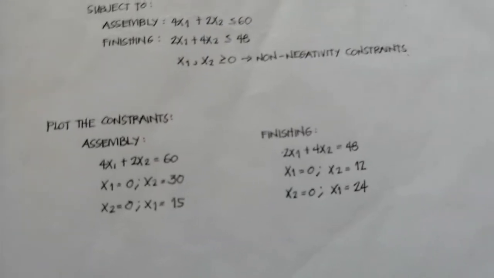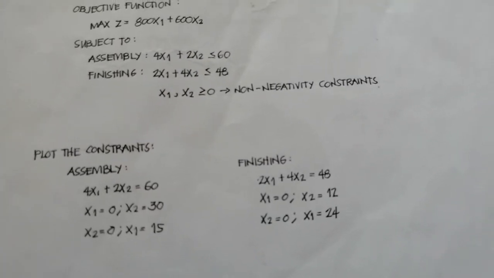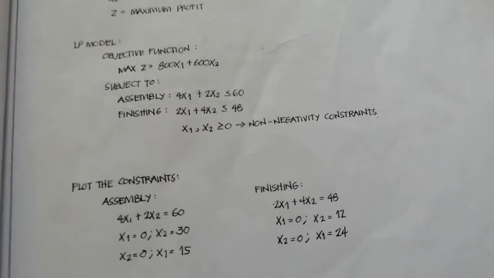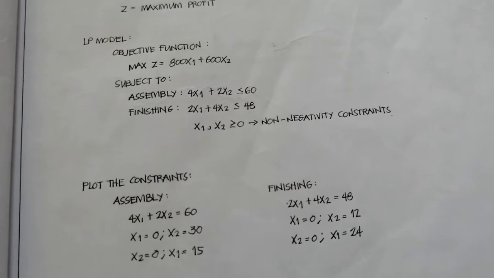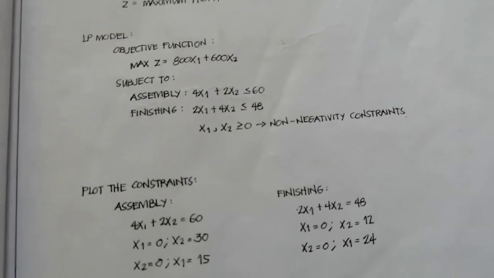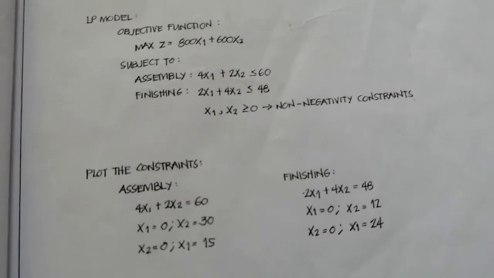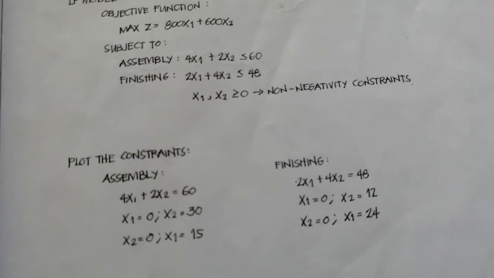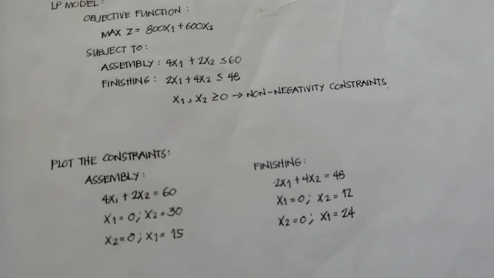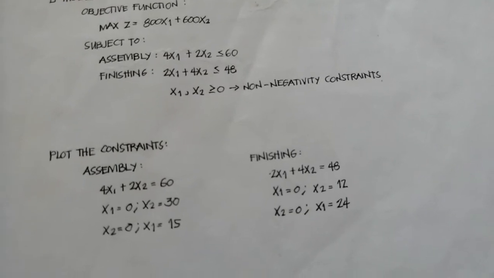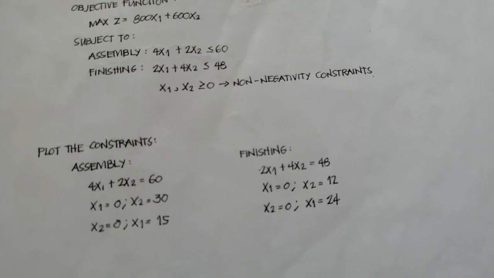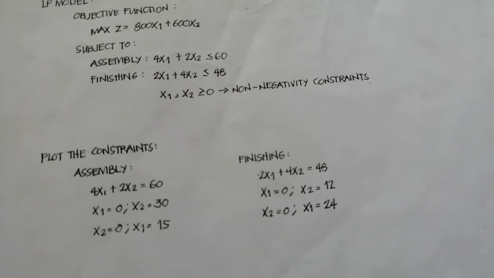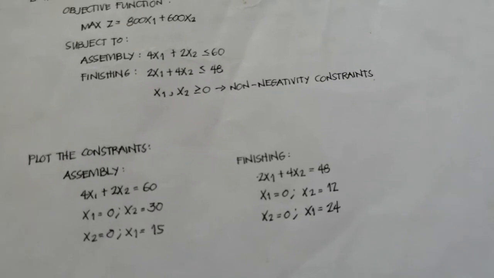The next step will be plotting the constraints. So we do have two constraints. The first one is the assembly, wherein the equation is 4x1 plus 2x2 is less than or equal to 60. So for us to be able to plot it in the Cartesian plane, we need to assume that one variable is equal to 0. So if x1 is equal to 0, your x2 will be equal to 30. And if x2 is equal to 0, your x1 is equal to 15.